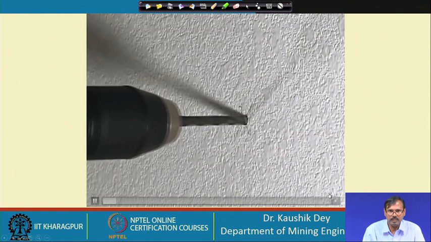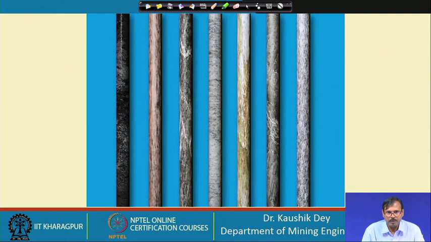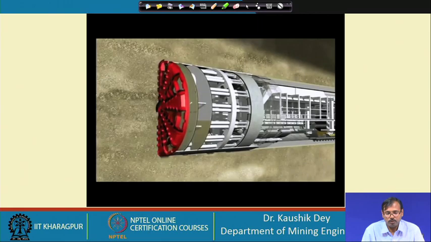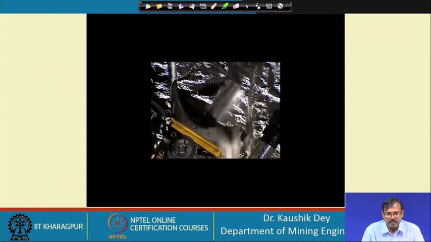This is the drilling we are carrying out for creating a hole in a wall. This is the drilling we are carrying out for taking rock core samples. Then this is very large diameter drilling which is carried out to develop a tunnel, and this is the drilling we are carrying out for creating a hole in the rock so that it can be blasted. So, basically drilling is being carried out for several purposes.